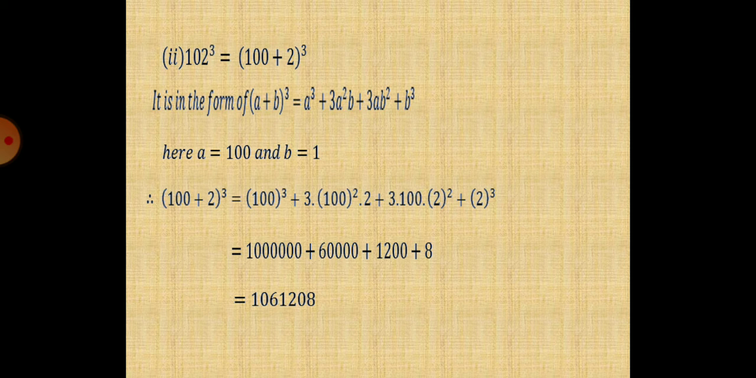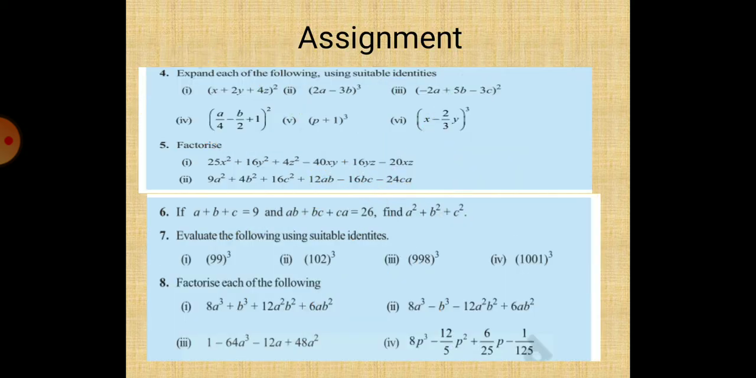Again 100 cube means 1 followed by 6 zeros. 100 square means 1 followed by 4 zeros. So 3000 into 2 is 60,000. And 2 square is 4, 4 3s are 12, 12 into 100 is 1200. 2 cube means 2 multiplied 3 times, 2 2s are 4, 4 2s are 8. So the final answer is 10 lakhs 61,208.